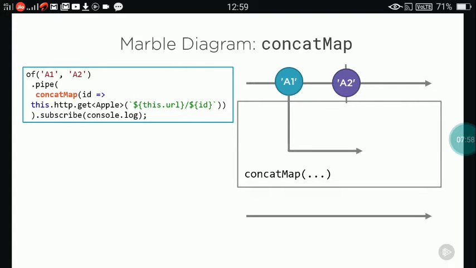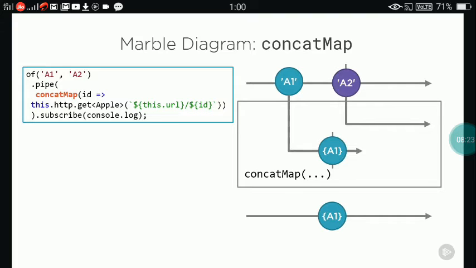Concat-map then waits for the response. When the response is returned, the data emitted from the inner observable, an Apple object in this example, is concatenated to the output stream. The inner observable completes. The next emitted string is not processed until after the prior inner observable completes. The mapping function then executes, creating the next new inner observable.